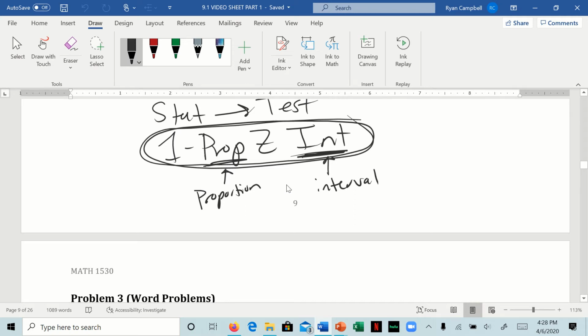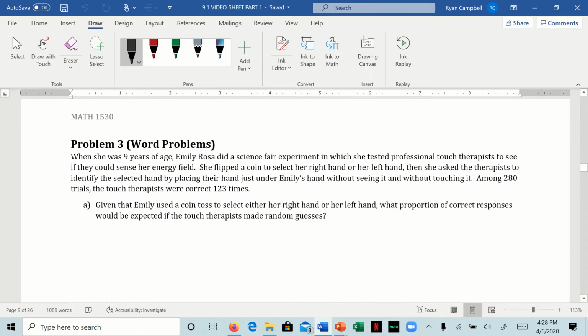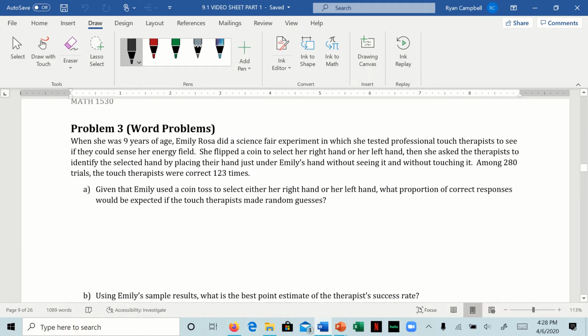All right, now that we know the requirements and the calculator function, let's do some examples. So in the word problems, example number 3. When she was 9 years of age, Emily Rosa did a science fair experiment in which she tested professional touch therapists to see if they could sense her energy fields. She flipped a coin to select her right hand or her left hand. Then she asked the therapist to identify the selected hand by placing their hand just under Emily's without seeing it, and without touching it. Among 280 trials, touch therapists were correct 123 times.